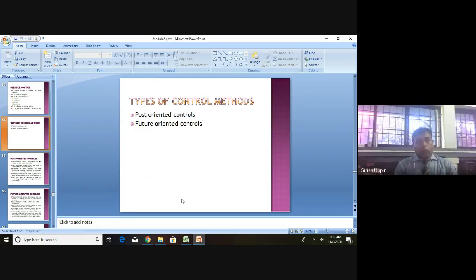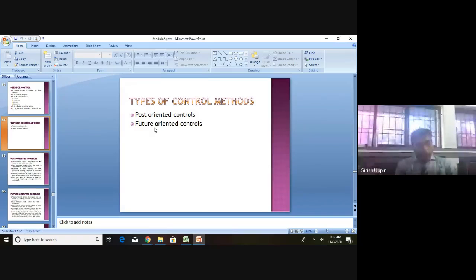And there are two types of control methods. One is post-oriented control, and one is future-oriented control. In case of a post-oriented control, the control will come into the picture after the complete activity. Let us say you are manufacturing some product. Once the product is ready, then you will have the control mechanism. You will check against the standards whether it is done according to the standards or not. Those kinds of controls are called post-oriented controls.